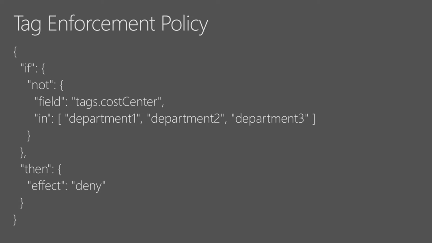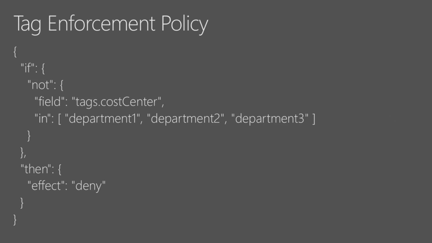We previously mentioned you want to enforce tags, and policy is the way to go. There are a couple of ways. The first is a deny policy. If you look at the field, it's called tags.callCenter, and if it's not in these three values, it will deny the request. So when you create a resource, if you don't have this tag, or you don't have these values for the tags, it will fail the request.